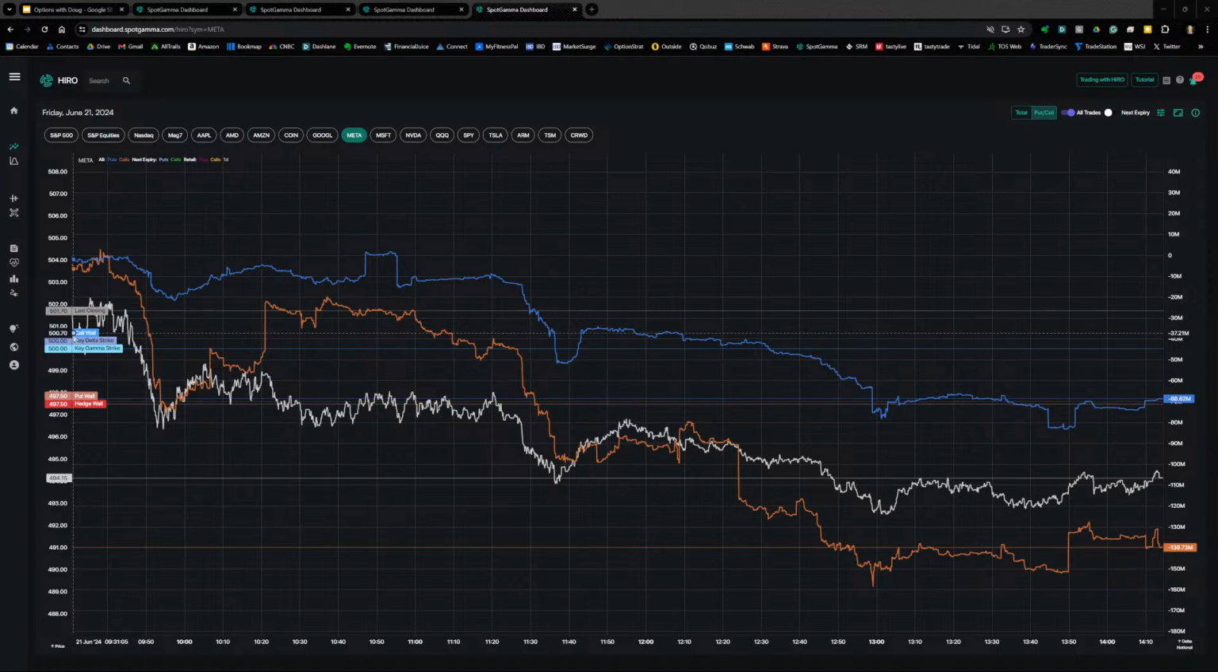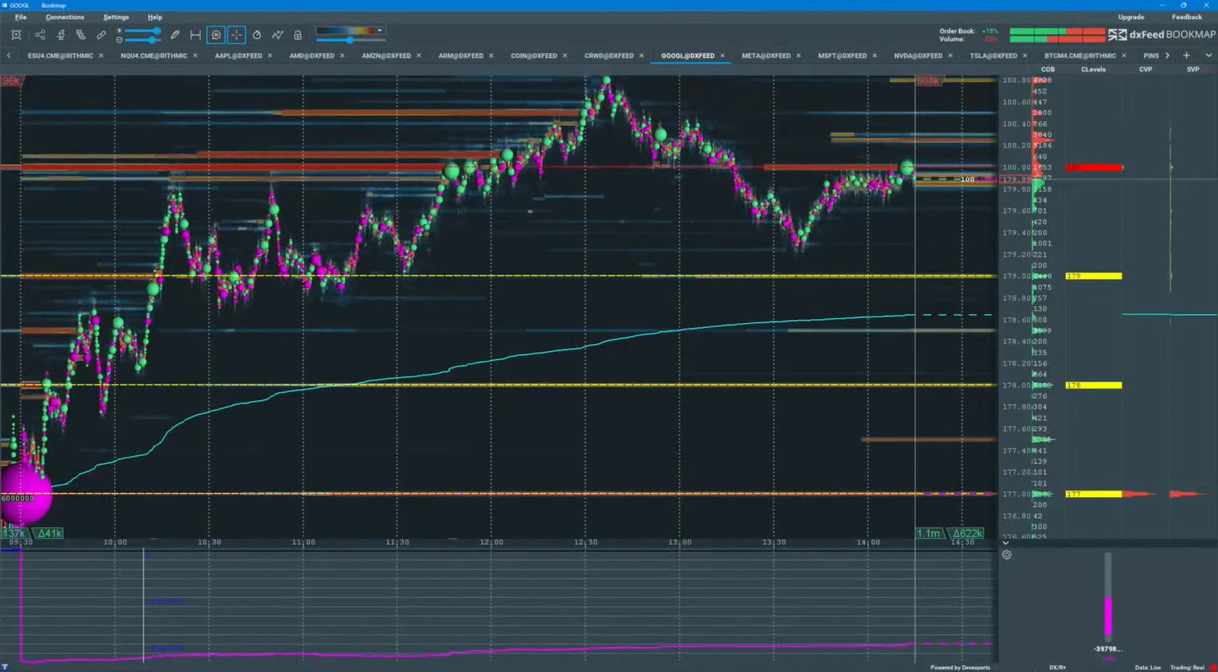$500 is the call wall, key gamma strike. And $497.50 is the put wall, hedge wall. Price has broken down below that level. All right, let's go to Bookmap. Go to Meta.